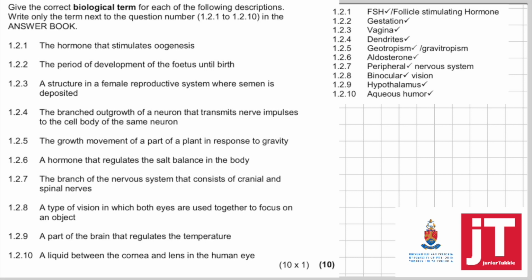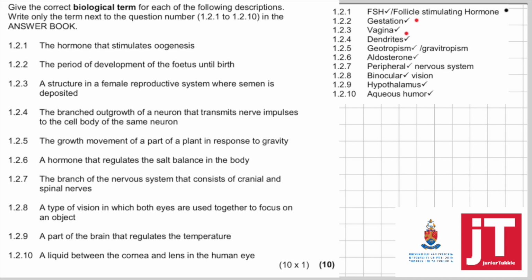1.1. What is the hormone that stimulates oogenesis? Now, we know the hormone that stimulates oogenesis is follicle-stimulating hormone. Right. 1.2. The period of development of the fetus until birth, we know as gestation. 1.3. A structure in the female reproductive system where semen is deposited.